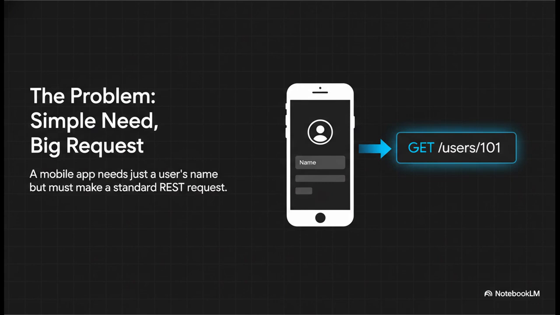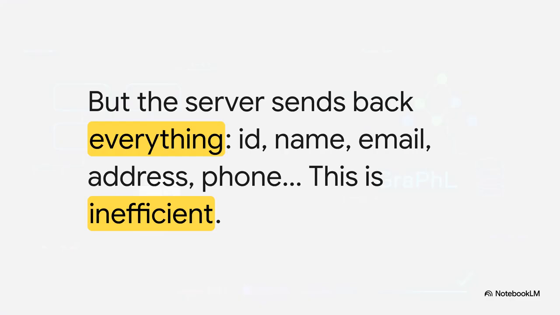Okay, let's look at a classic problem with this. Picture this, your mobile app, all it needs to do is show a user's name on the screen. That's it, just the name. So it does a standard REST thing, right? It sends a GET request for that user. Simple enough, you'd think. Well, here's the catch. The server has no idea you only want the name.